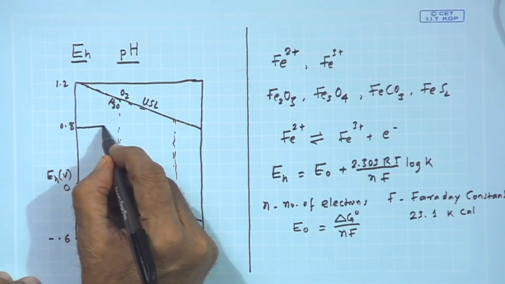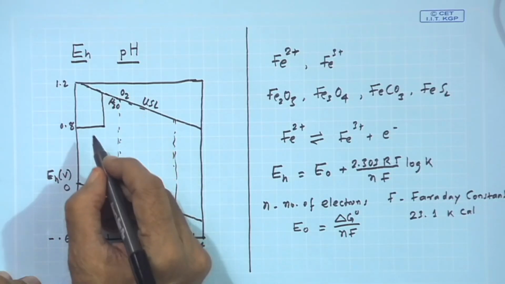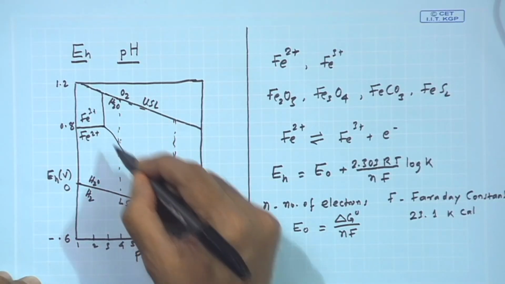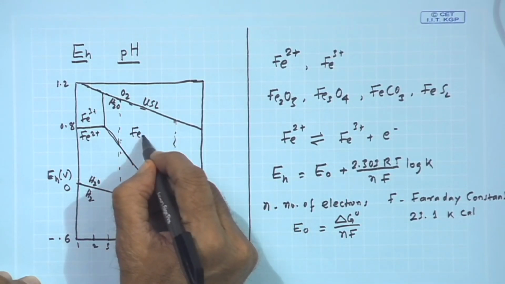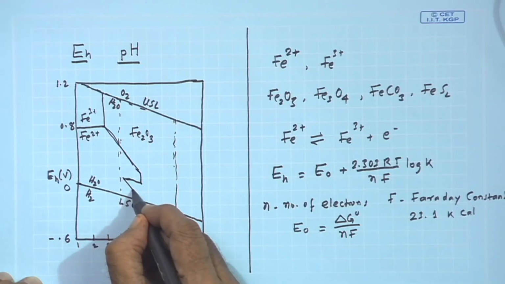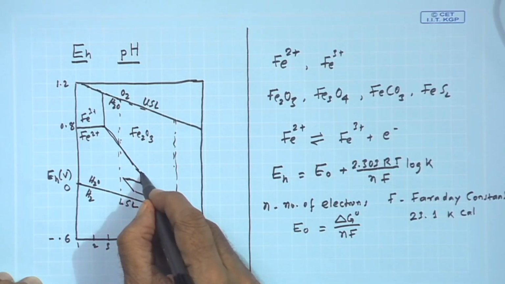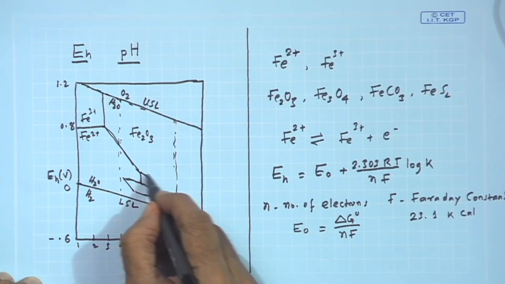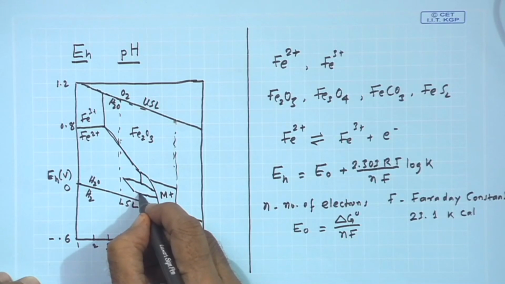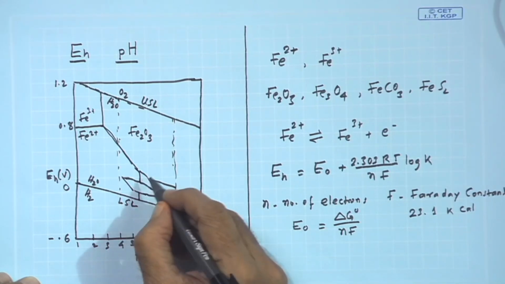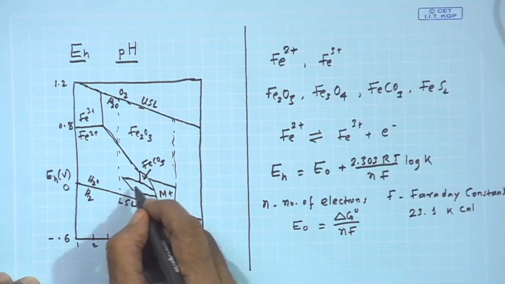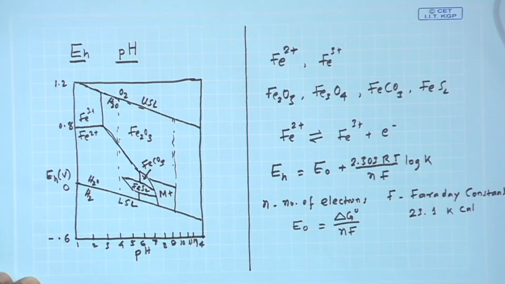If we see, I am just making it very schematic: this is Fe2 plus, this is Fe3 plus, this is the stability field of hematite, this is the stability field of magnetite, this area bound by here and here, both these parts, is the stability field of siderite, and this is the stability field of pyrite, FeS2.